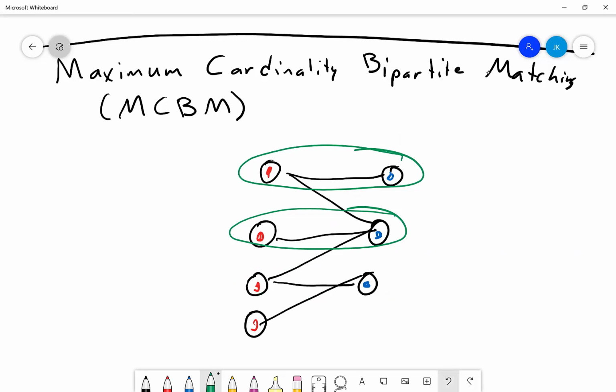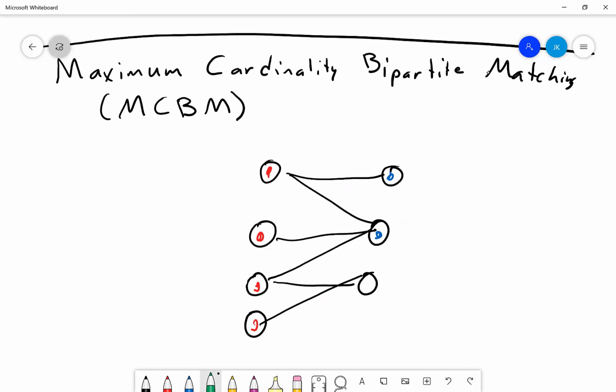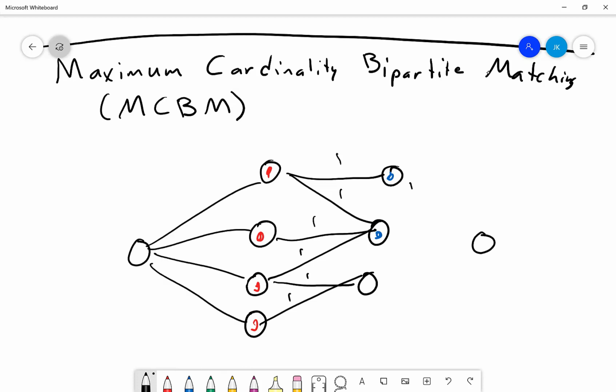If you want to do this as a max flow, you create your graph and all of your edges have capacity one. You create a source on one side and a sink on the other, and you connect the source to the red group and connect the blue group to the sink, and that's it.